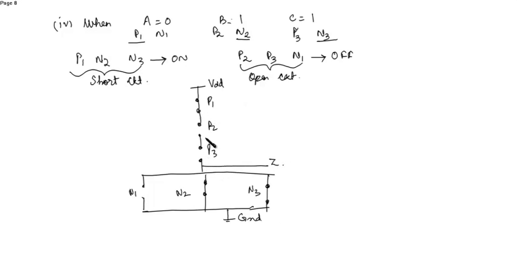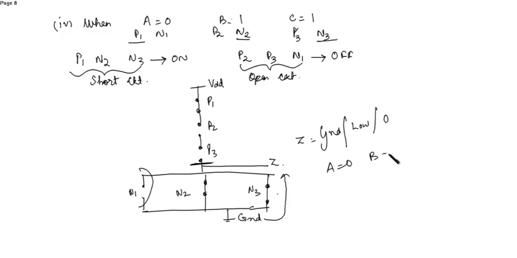So here P2 and P3, they create a blocking over here. Here N1 is open circuit, but N2 and N3 are short circuited. So you get a path from here. So Z is again ground or low voltage or 0. So when A is equal to 0, B is equal to 1, C is equal to 1, then the output is 0.